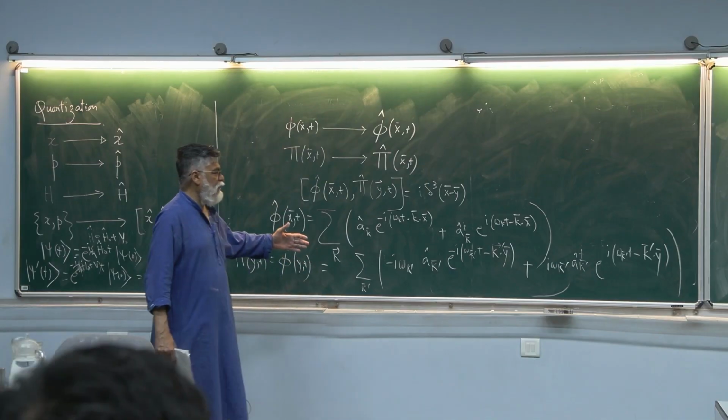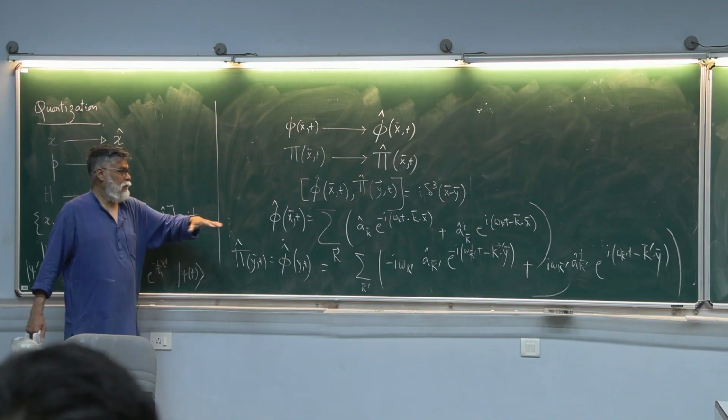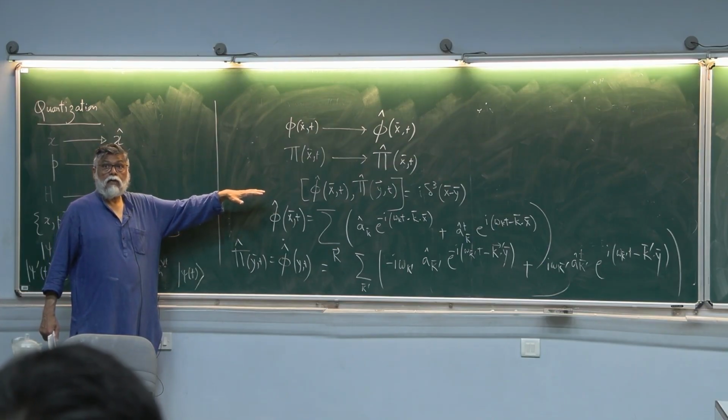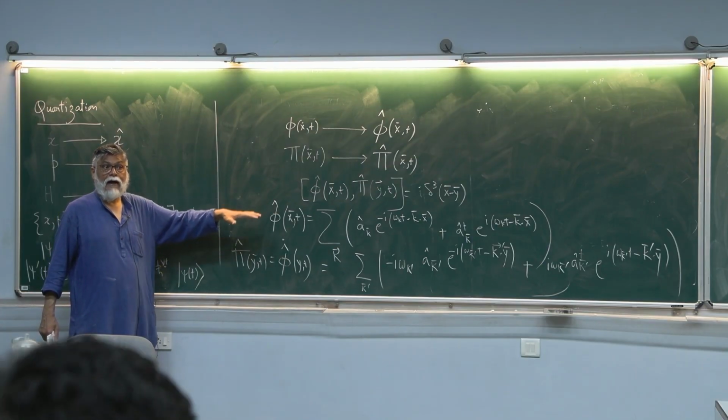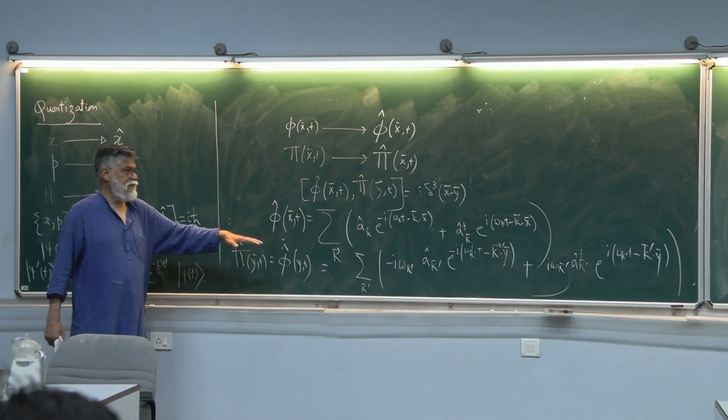So in terms of AKs and A dagger Ks, my field phi and the corresponding canonical conjugate momentum take this form.